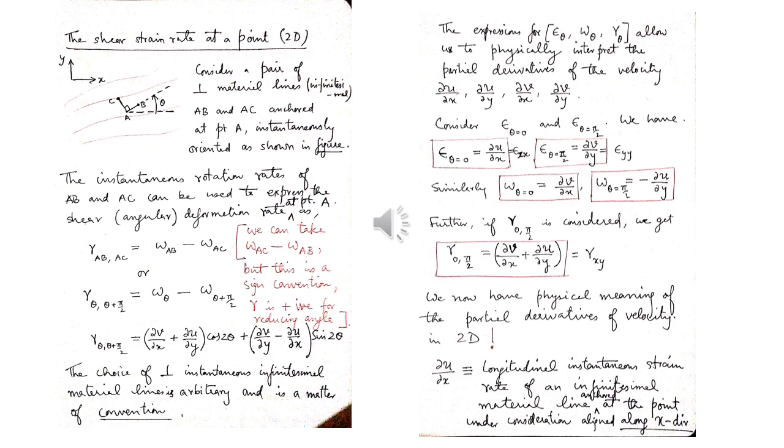So now we can continue on the right, the discussion that is given on the right side of the slide. The expressions for these three quantities that are now with us, epsilon theta, omega theta and gamma theta, will allow us to physically interpret the partial derivatives of the velocity components, the four partial derivatives that are appearing in these expressions.